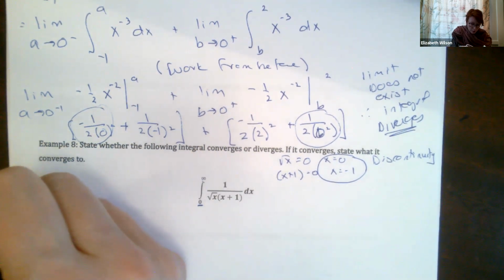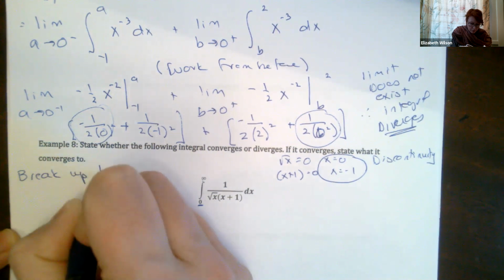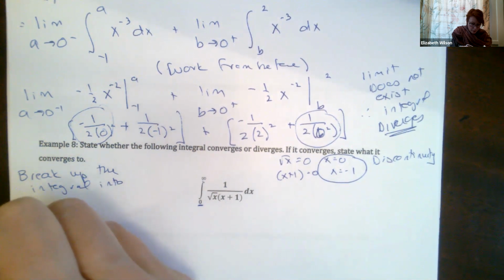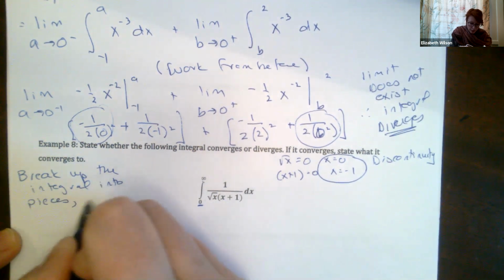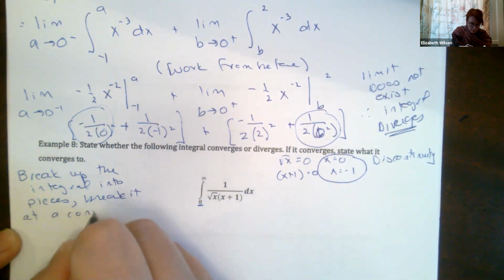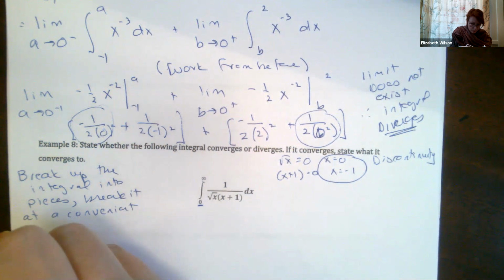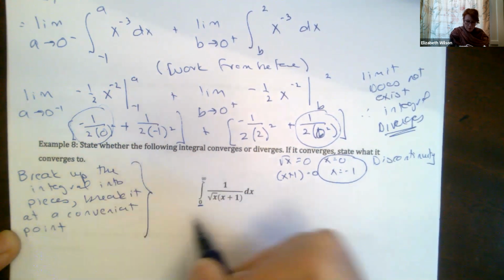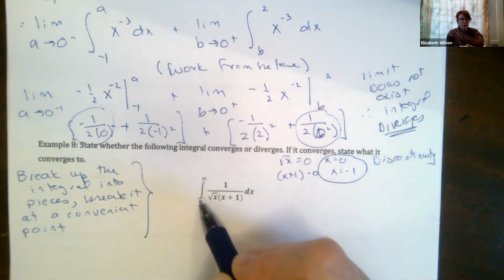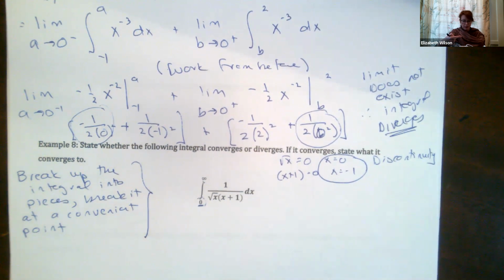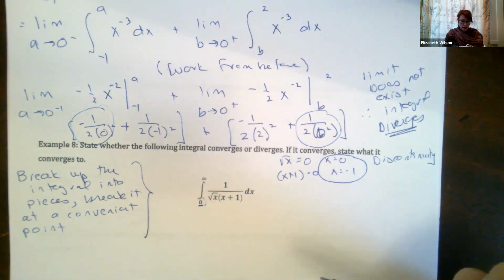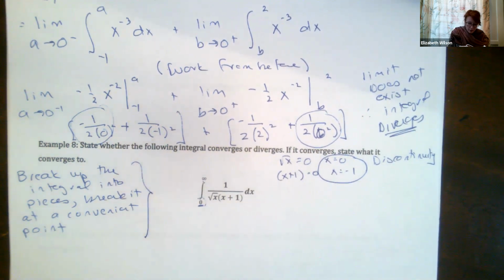Okay, so basically our process is we're going to break up the integral into pieces, and we're gonna break it at a convenient point. Okay, so what do I mean by that? Now I need to do two different limits because I have to evaluate as I go to 0 from the right-hand side, and I also have to evaluate as my value goes to infinity. So I need two different integrals in order to handle that. So I'm going to break this up.